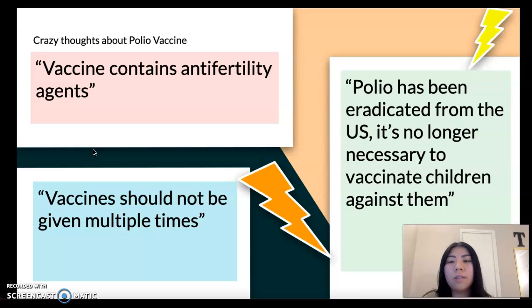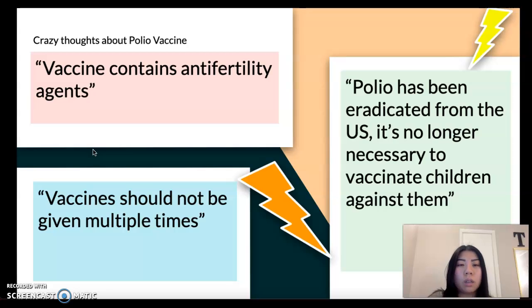So these are some myths that have been said about the polio vaccine. The first is that the vaccine contains anti-fertility agents. This is a common myth about vaccines in general, but there is no scientific evidence to prove this. The next one is that vaccines shouldn't be given multiple times. This is very untrue, as each additional dose is essential in strengthening the immunity level of those who are being vaccinated against polio. There is also no risk of overdose, as some people are claiming.